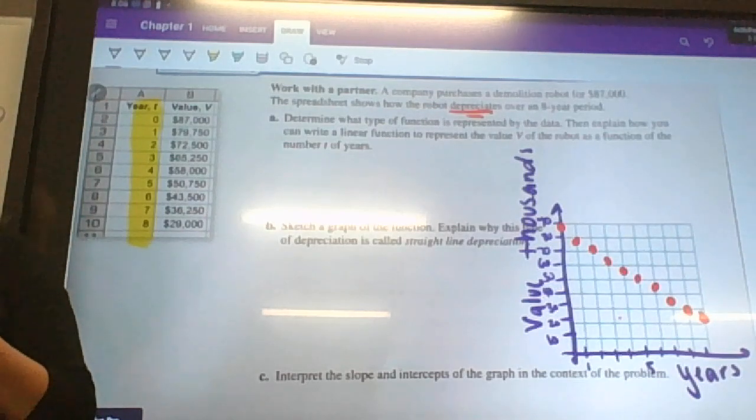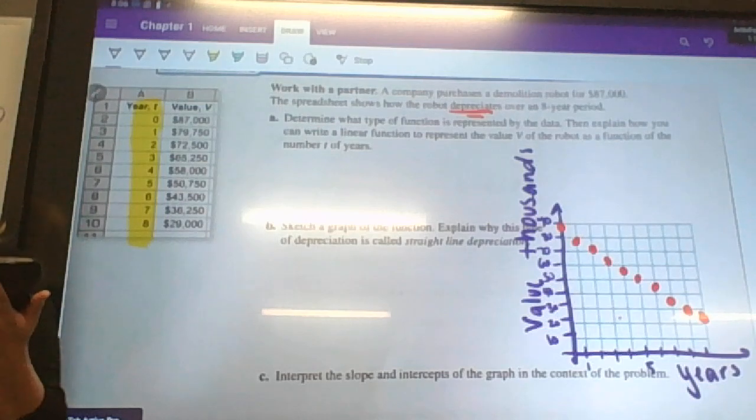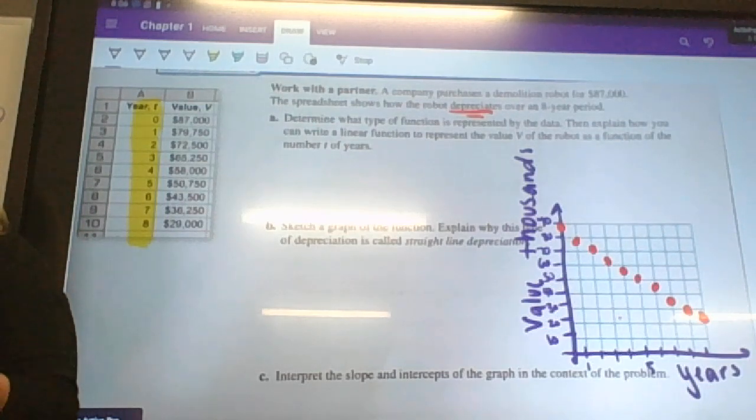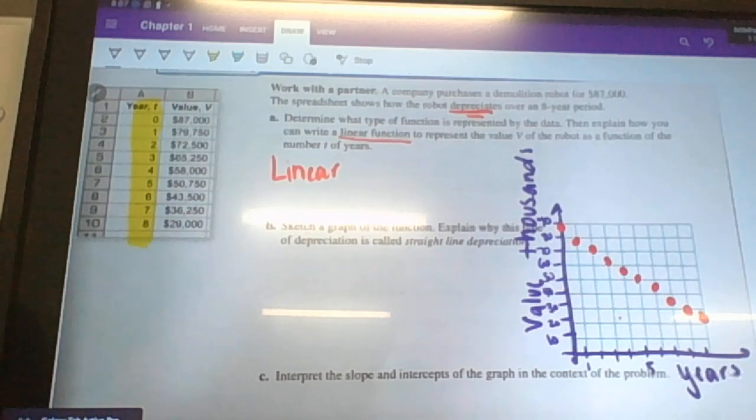So how's it look, guys? Does it look curvy like a quadratic? Does it look absolute value, or does it look linear? It looks linear. And it actually says it right here, like a linear function. So visually, this guy is linear. All right, so the directions say explain how you can write a linear function to represent it. Let's go ahead and write a linear function. We're looking for an equation in y equals mx plus b. I'll give you a minute.